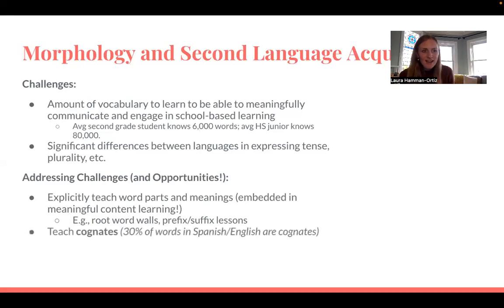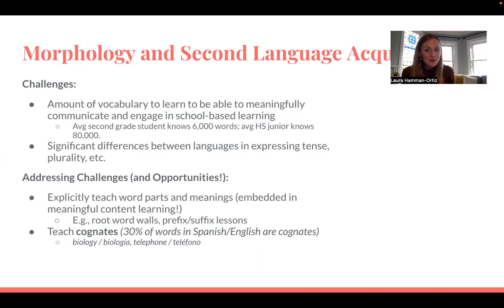Teaching cognates, I mentioned that above, but it's so important to help students make those connections. 30% of words in English and Spanish are cognates. What it means to be a cognate is that they have the same meaning and the same or almost the same spelling. So for example, biology, biología, same meaning. Telephone, teléfono. So if you can help students start to identify all of the similarities between languages, it will speed their vocabulary development, because they're coming in with so much knowledge.